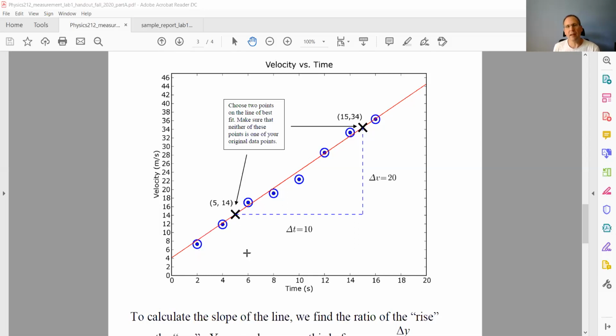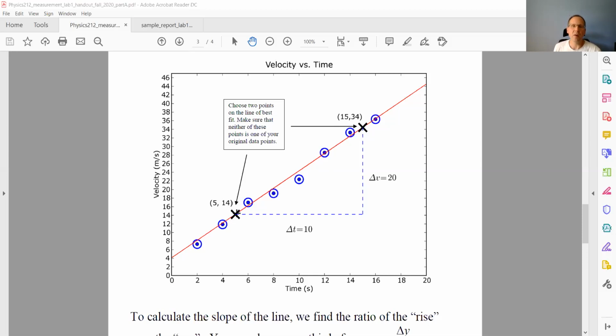So here's the thing that you don't want to do. You don't want to just choose two of your original data points and calculate the slope between those two points, right? What you really want to do is choose two points on the line of best fit. So you want to do the line of best fit first, choose two points on the line of best fit, and then calculate the slope.